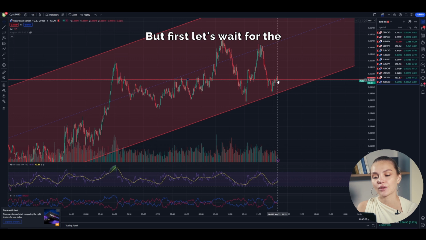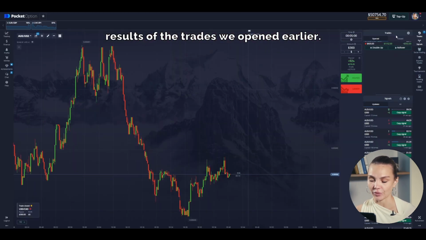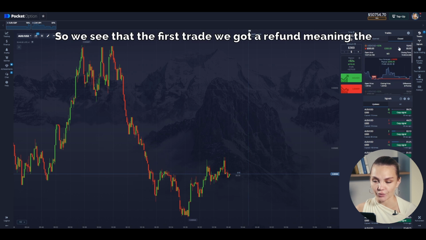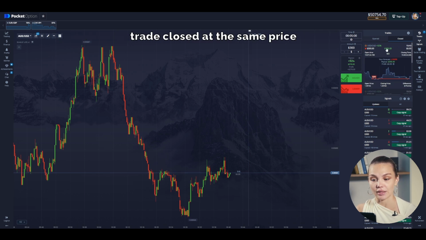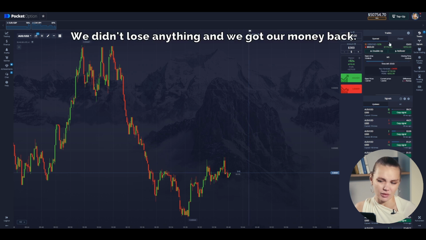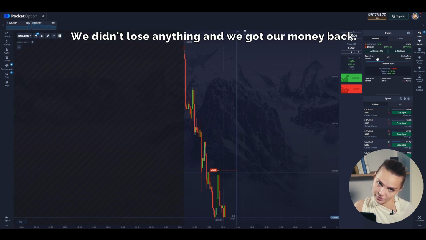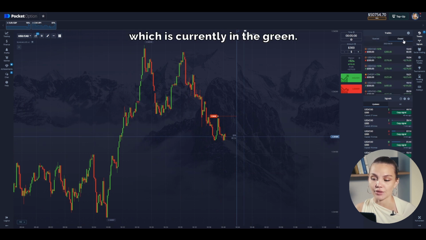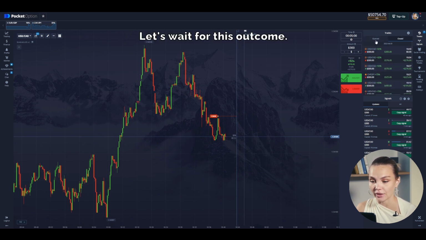But first, let's wait for the results of the trades we opened earlier. So we see that the first trade, we got a refund, meaning the trade closed at the same price we opened it. We didn't lose anything and we got our money back. Now we only have the offset trade left, which is currently in the green. Let's wait for this outcome.